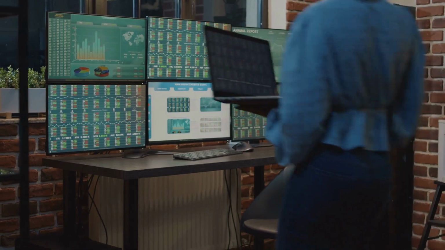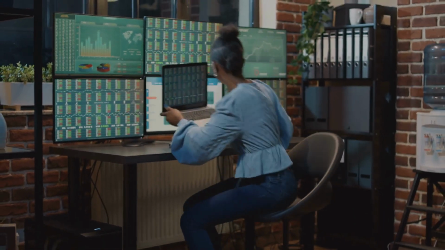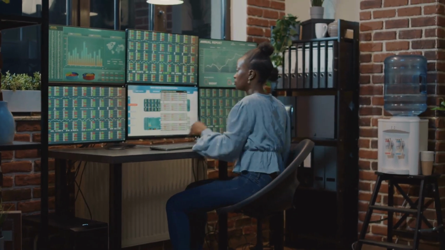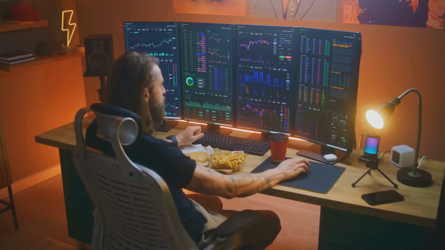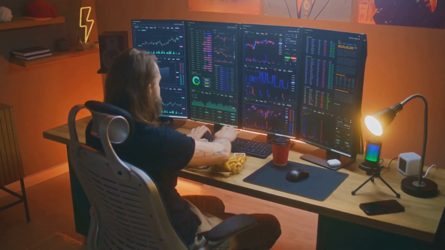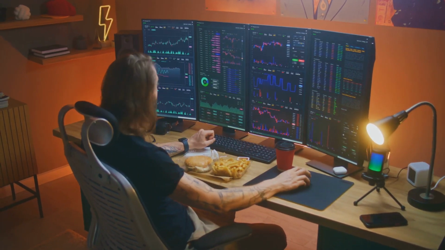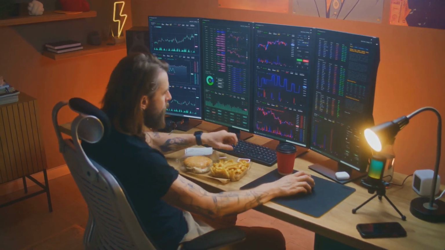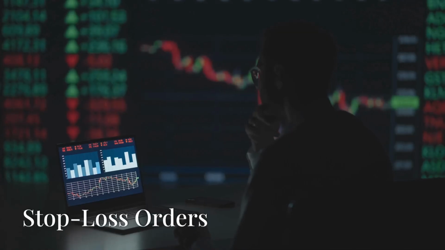Staying informed is an ongoing process in the ever-changing financial markets. Regularly follow market news, economic data releases, and company-specific announcements that could impact your options positions. Subscribe to reputable financial publications, set up alerts for price movements, and engage with online communities of traders to stay ahead of the curve.